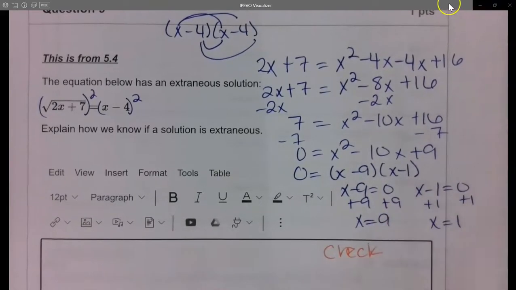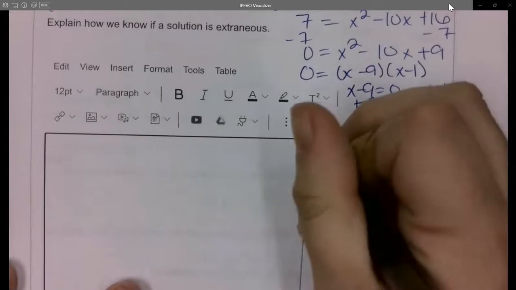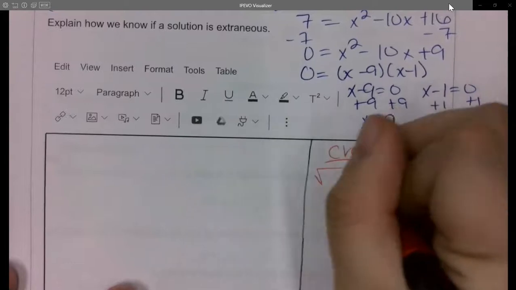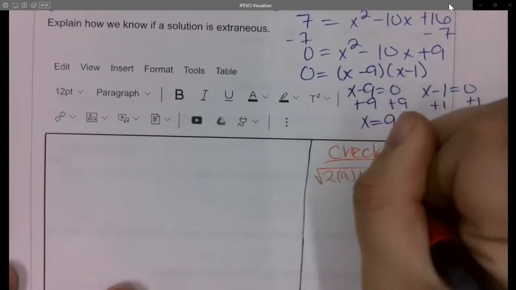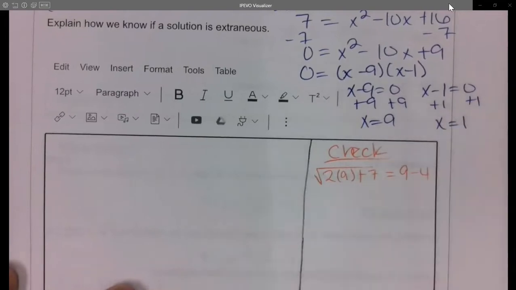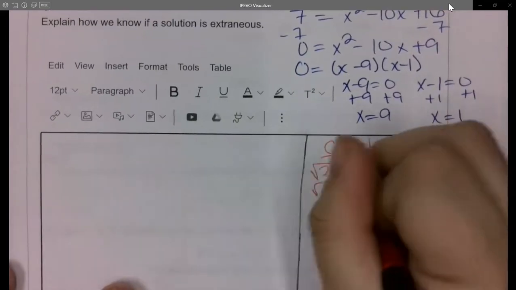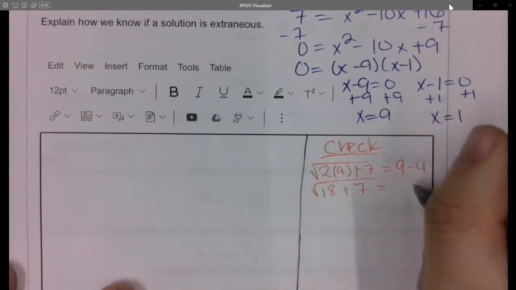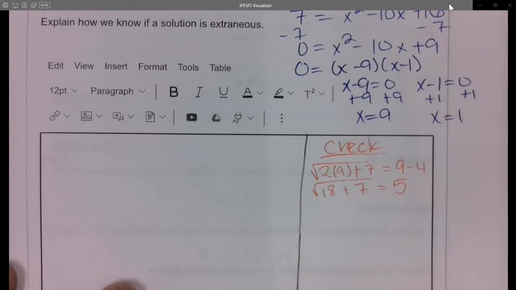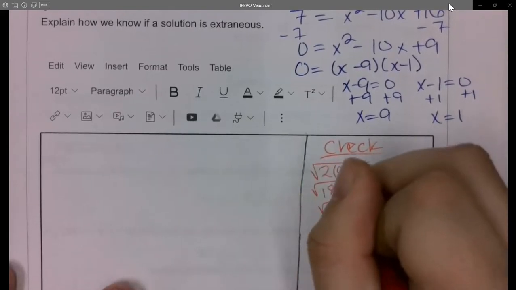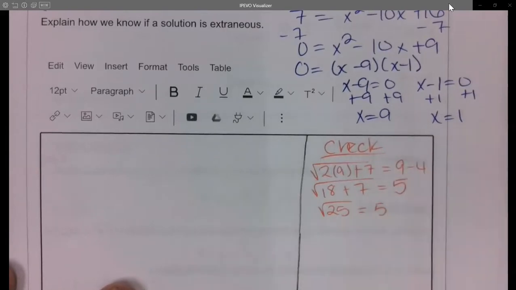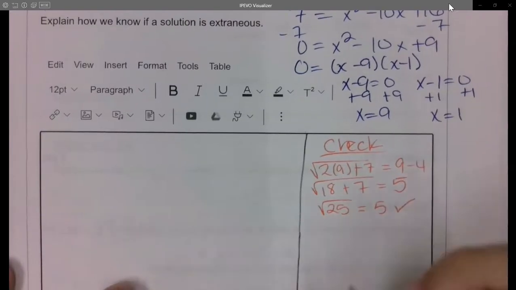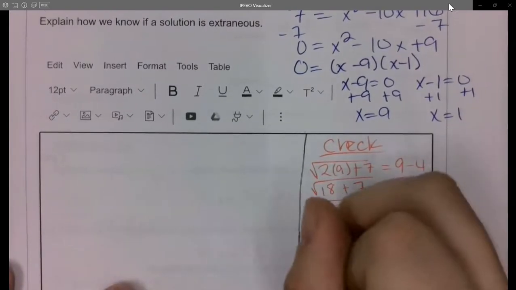Then what I want to do is go ahead and check my answers. So I'm going to pretend this part of the box isn't something I can write on. I'm going to start by plugging in 9. I have 2 times 9 plus 7 equals 9 minus 4. The square root of 2 times 9 is 18 plus 7 should equal 9 minus 4, which is 5. 18 plus 7 is 25. The square root of 25 is a positive 5. So this answer works.